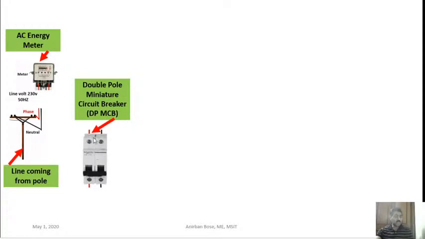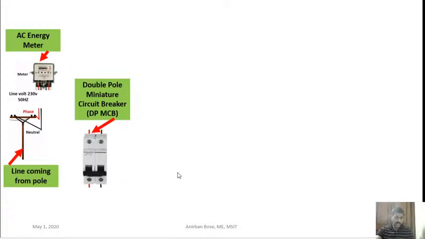What is the function of this miniature circuit breaker? Obviously from the name it is clear that it breaks the circuit. When does it break the circuit? It breaks the circuit when overload is detected or if somehow a short circuit has taken place. So during overload or short circuit, what happens? A huge amount of current is drawn, and then it measures it. If it is above a particular set value, it breaks.